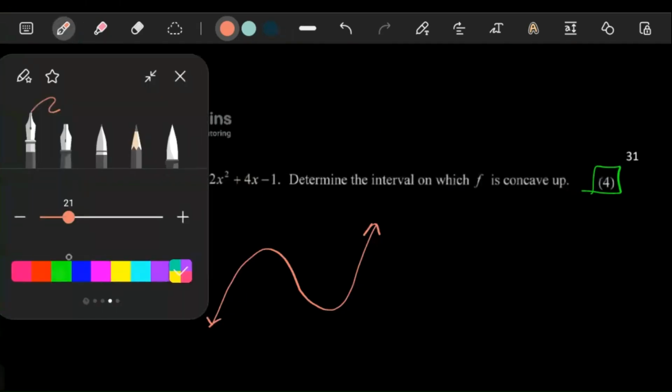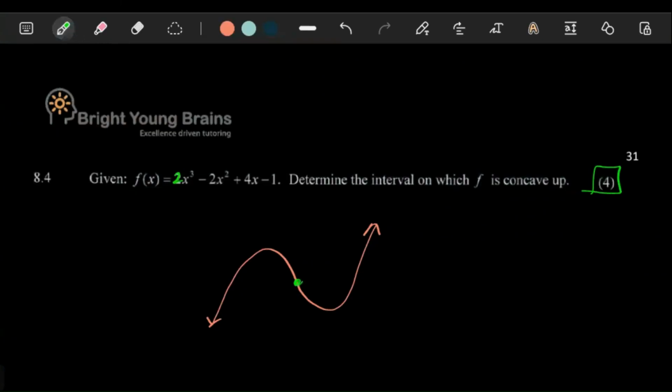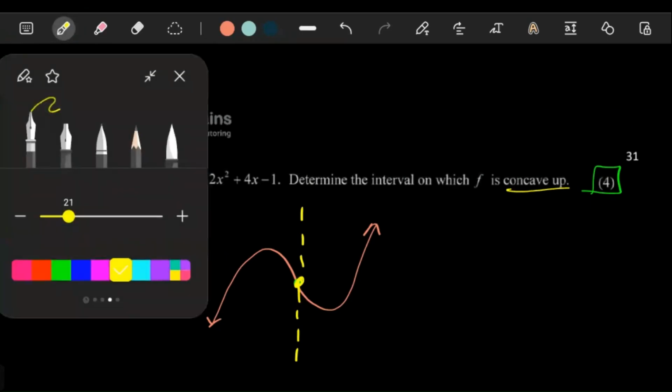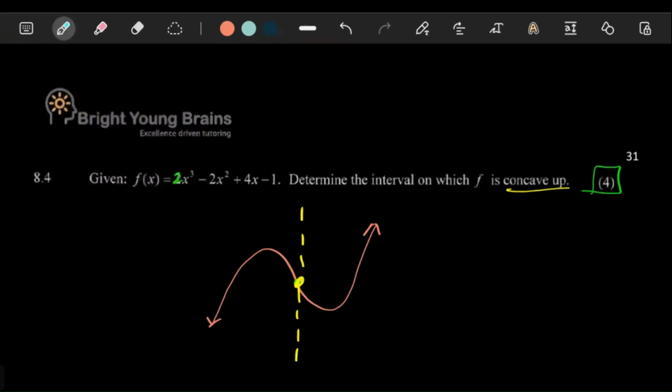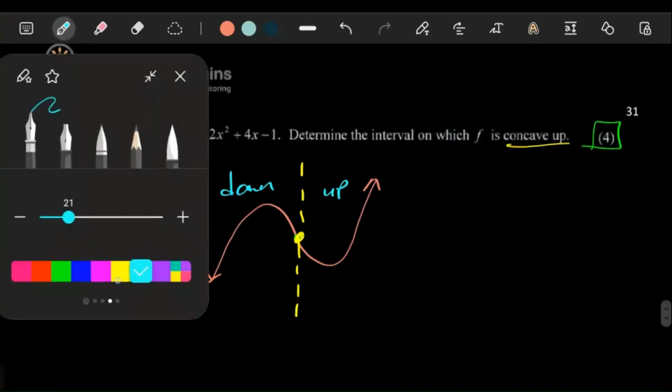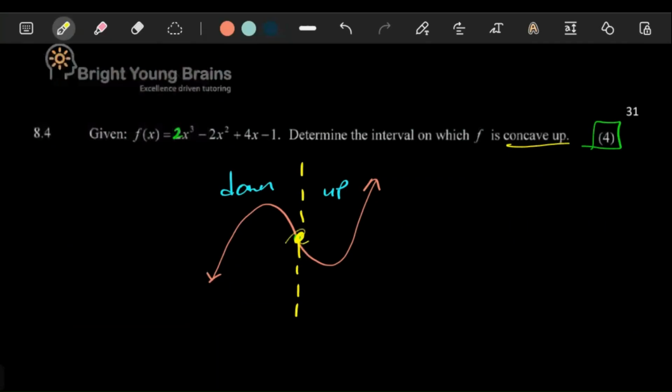Your concavity is split up by the point of inflection. The point of inflection is the point directly in the middle of your graph. So here is where your point of inflection is. Your point of inflection is necessary because one side is going to be concave up, the other side is going to be concave down. So the side that's concave up is the side that's like smiling. The one that's concave down is the side that's almost like a mini frowning face. So the idea is, if you're going to determine the interval which is concave up, you need to say that it is concave up starting from this x value going to the right.